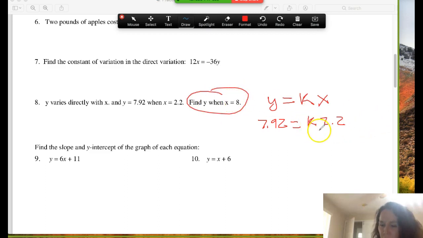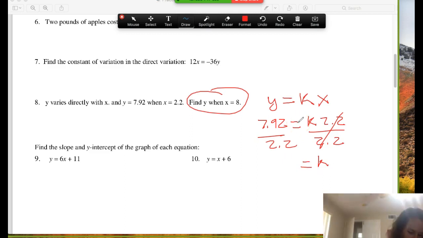So first figure out your constant. I'm going to divide both sides by 2.2. And my constant will equal 7.92 divided by 2.2 on a calculator. My constant of variation is 3.6. So now I know exactly how y varies directly with x. y is equal to 3.6 times x.